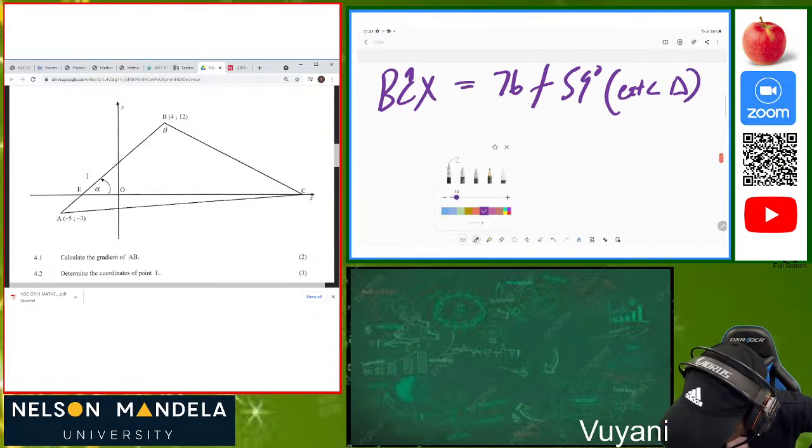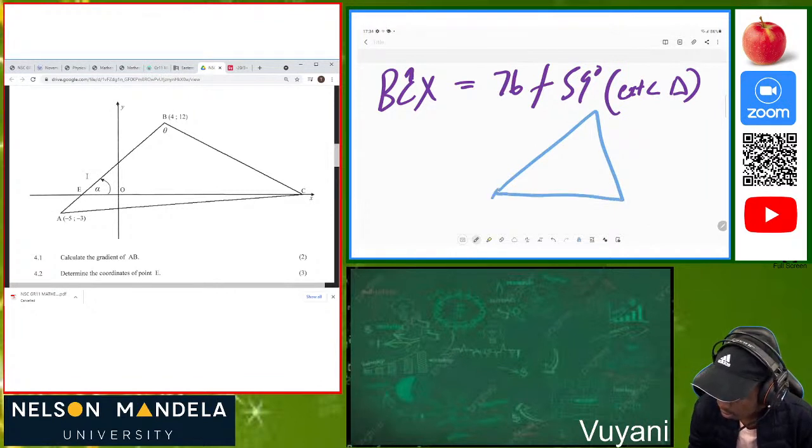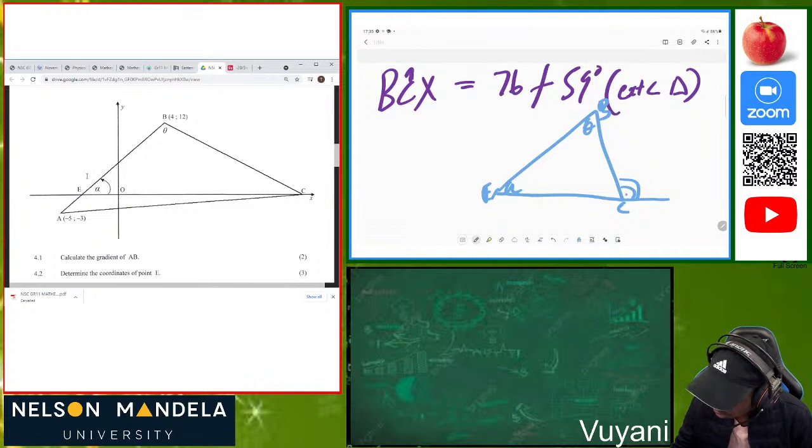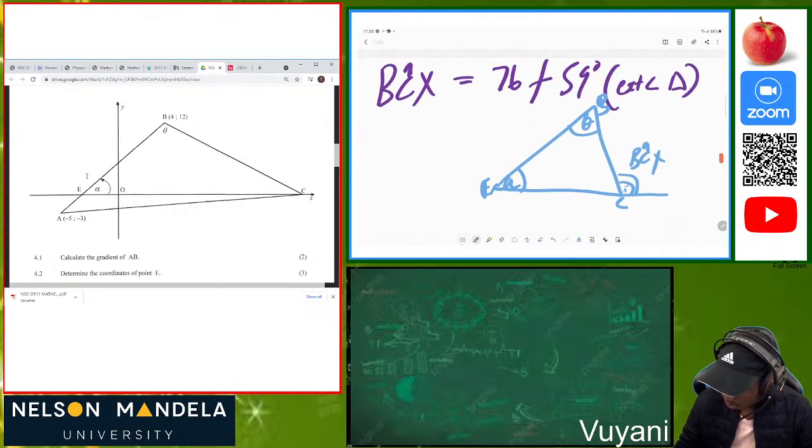Let me just draw this triangle here so that you don't get confused. Let's say this is the triangle. Okay, we are having A here. We're having alpha. We're having theta here at point B. We also have point C here. Okay, so this angle is equivalent to this angle. This is the angle which we are saying BCX, guys. This is the angle which we are talking about. This angle is equal to these two. We're not talking about this angle.